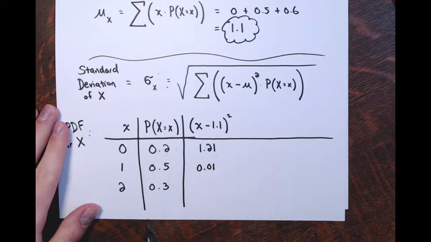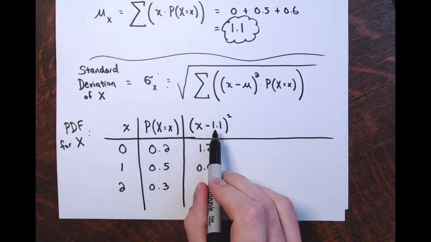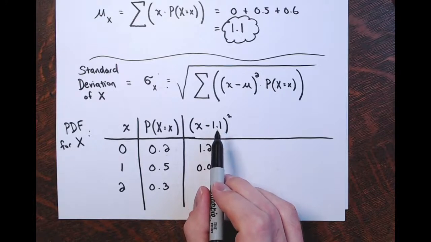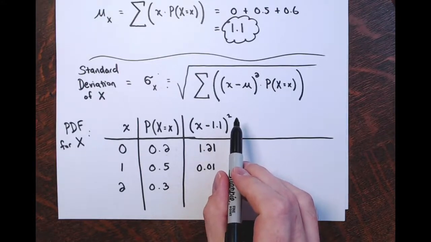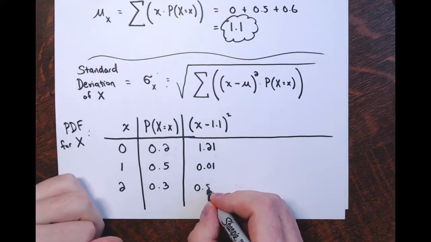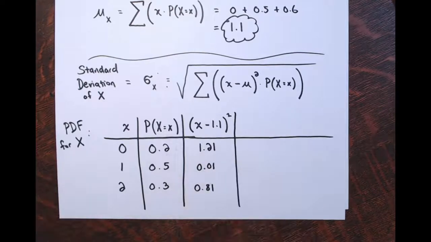Okay. Then finally, put in 2 for x. The deviation, 2 minus 1.1, is 0.9, or 9/10. Squared, though, would be 81 hundredths, or 0.81. All right, so here's the squares of the deviations from the mean. All these values minus the mean, minus the expected value, 1.1, then squared.